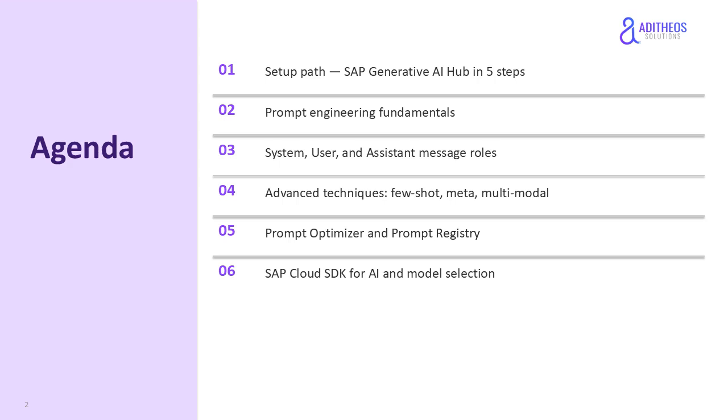The step-by-step setup path for SAP Generative AI Hub, because there are specific prerequisites that many people miss. Prompt engineering fundamentals, the 3 elements of an effective enterprise prompt. System, user, and assistant message roles, foundational to building any multi-turn AI application. Advanced techniques, few-shot prompting, meta-prompting, and multi-modal prompting. SAP's Prompt Optimizer and Prompt Registry, and the SAP Cloud SDK for AI plus how to approach model selection.